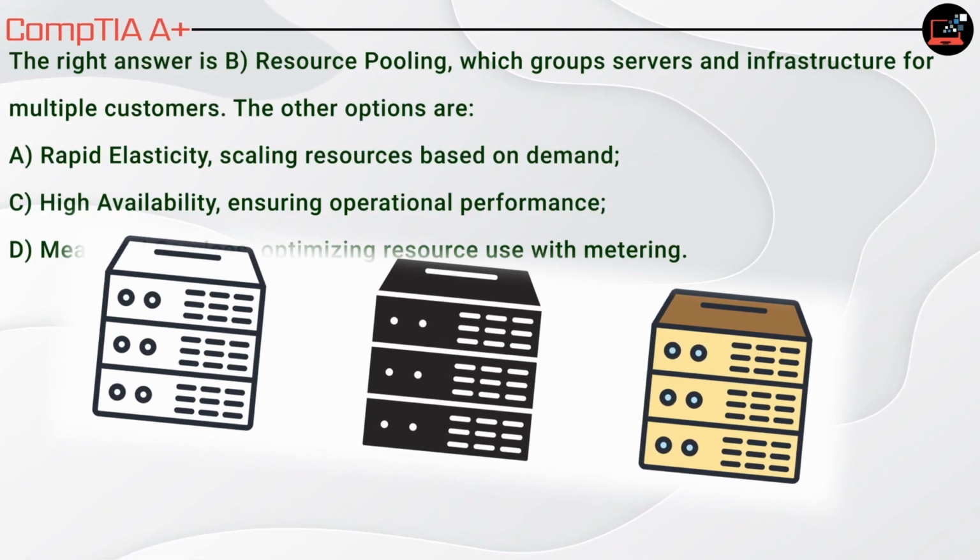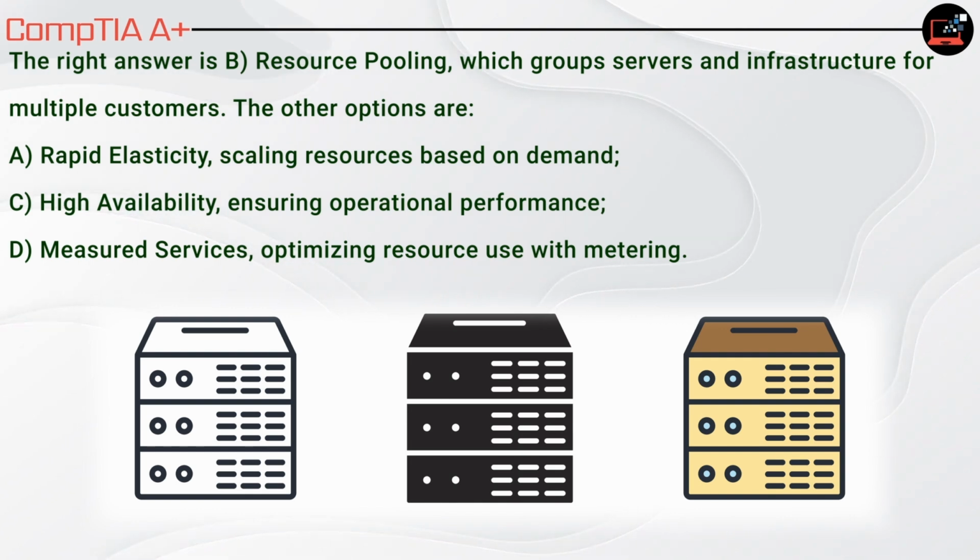The right answer is B. Resource pooling, which groups servers and infrastructure for multiple customers. The other options are A. Rapid elasticity, scaling resources based on demand. C. High availability, ensuring operational performance. D. Measured services, optimizing resource use with metering.